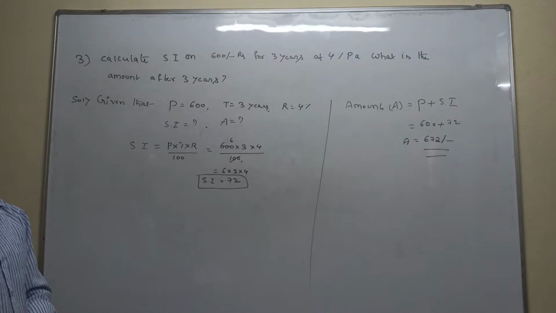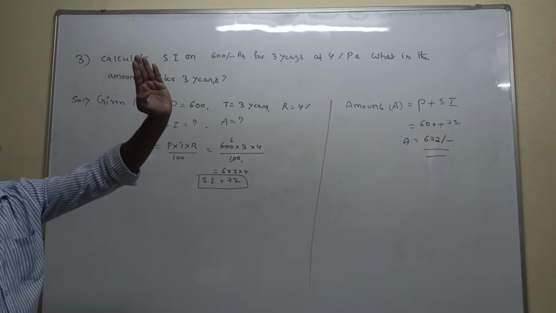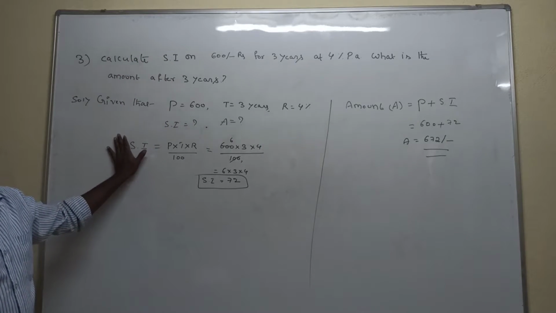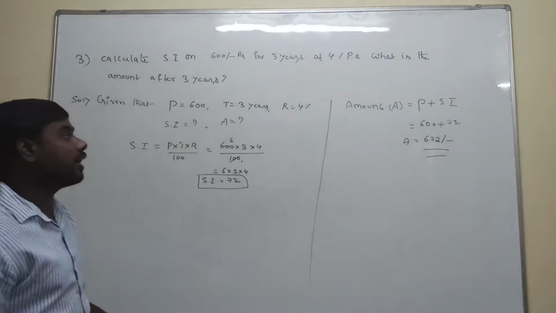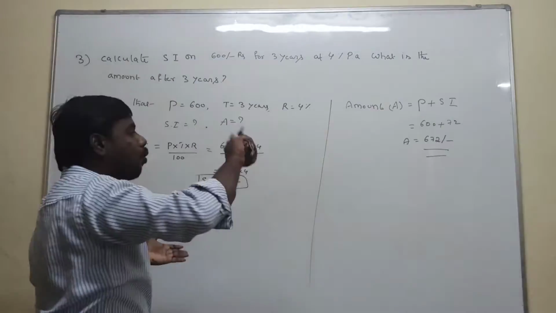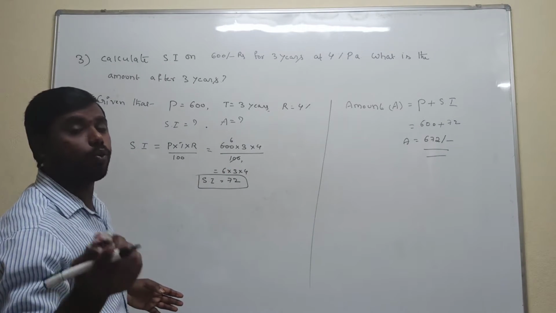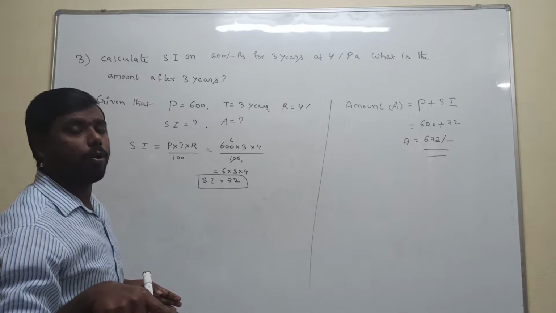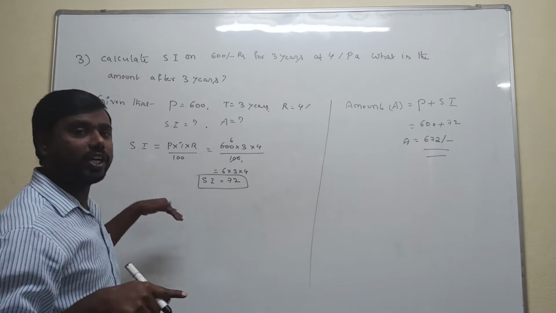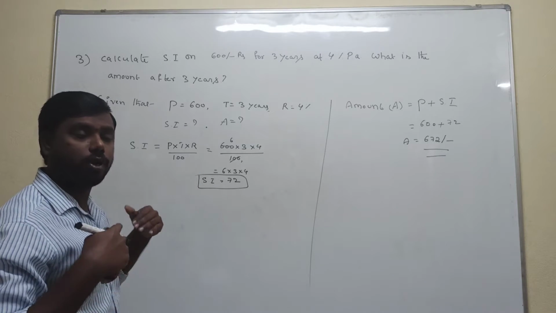If you didn't understand, what are the values given? Principal amount, time and rate of interest are given. First we need to calculate simple interest. After that, what are they asking? What is the amount after 3 years? Means you have to calculate the amount. How much are you getting? Amount, what is the formula? Principal plus simple interest.